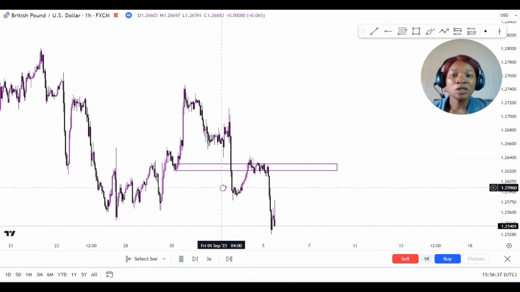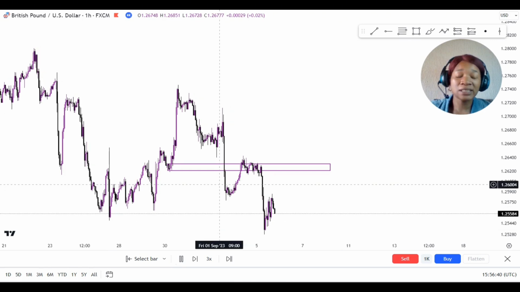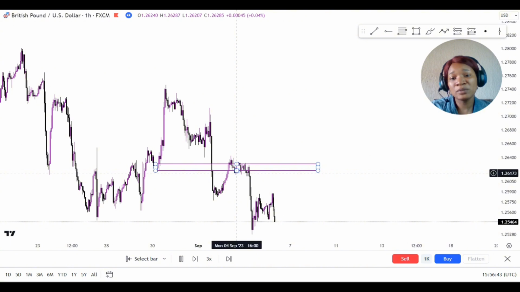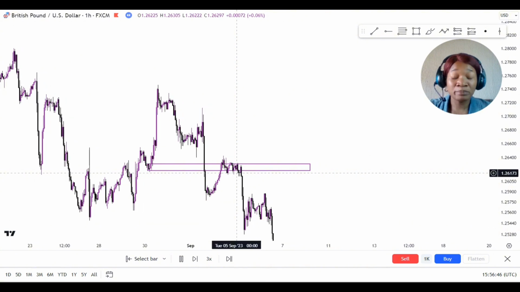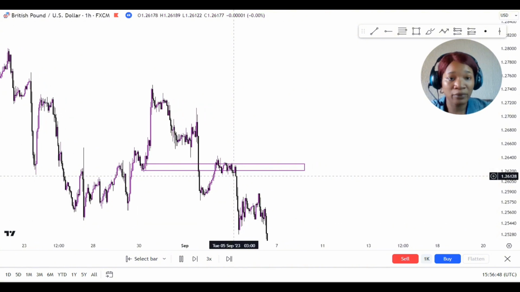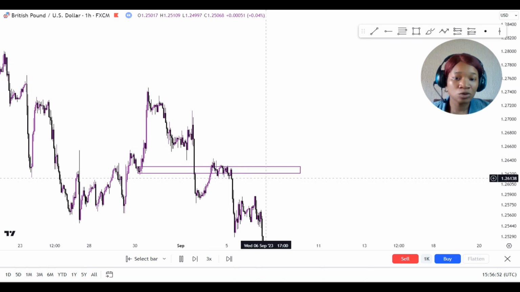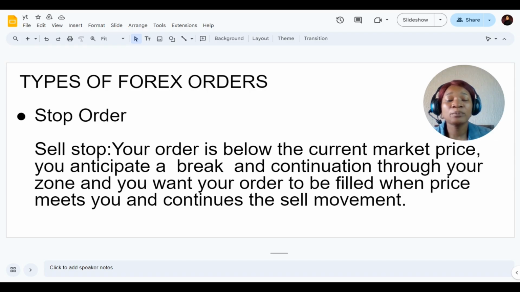So price may be up when you're using a sell stop order, right? Your zone will just be below the market's current price. And then you want price to continue in that direction and continue selling. Again, the pros and cons of the stop orders are similar to that of the limit orders. If price doesn't come to that point where you anticipate, it means that you are not in that trade.